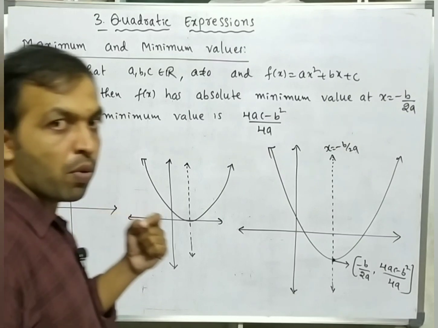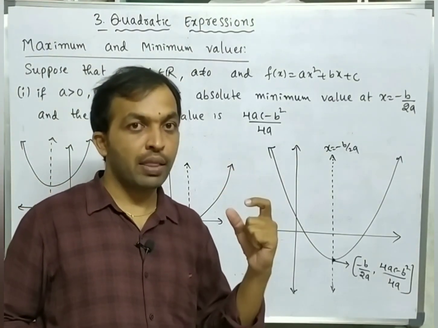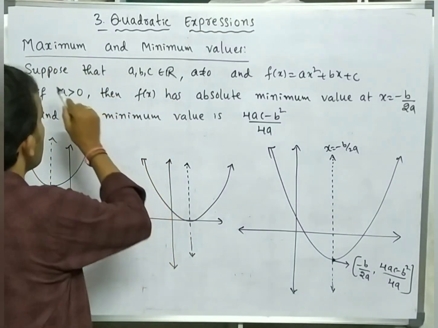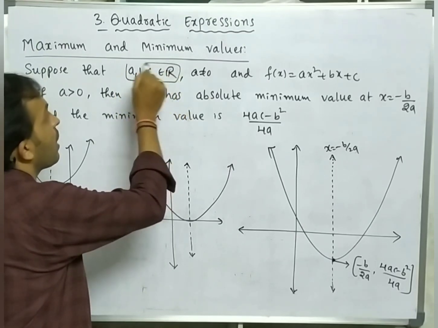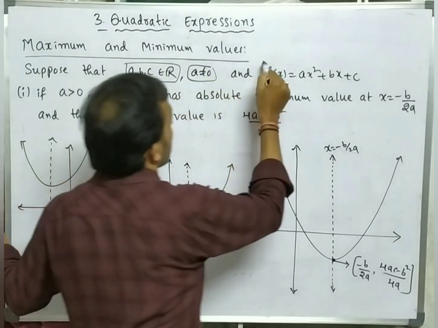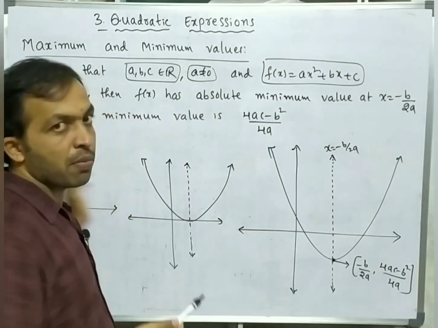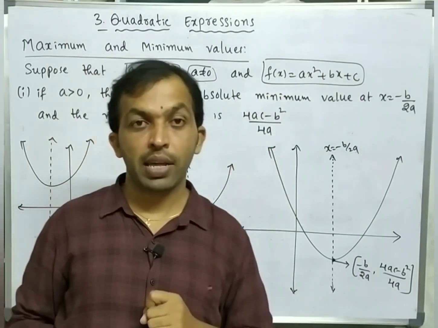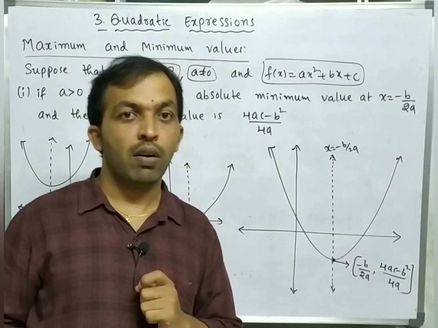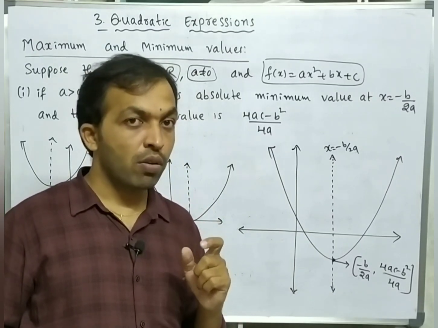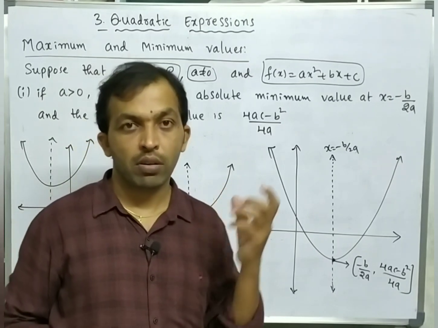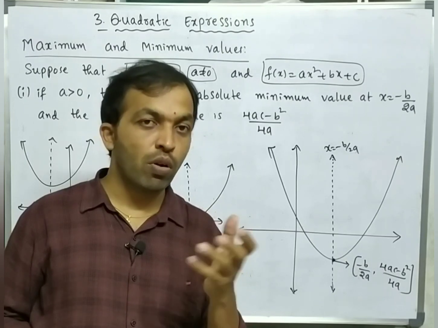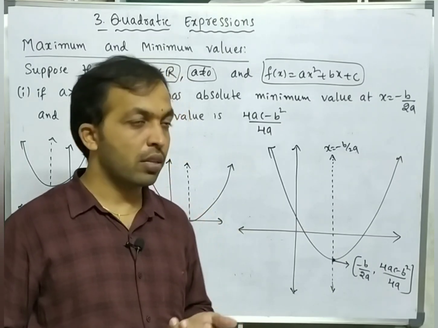Now one more important concept, that is maximum and minimum value of a parabola. Suppose that a, b, c are real numbers and a not equal to 0, then f of x is equal to ax square plus bx plus c is a quadratic expression. So this is of the form y is equal to ax square plus bx plus c. You are familiar with that quadratic expression. If we draw the graph for that quadratic expression, then we will get a parabola, which you already drew in 10th standard.